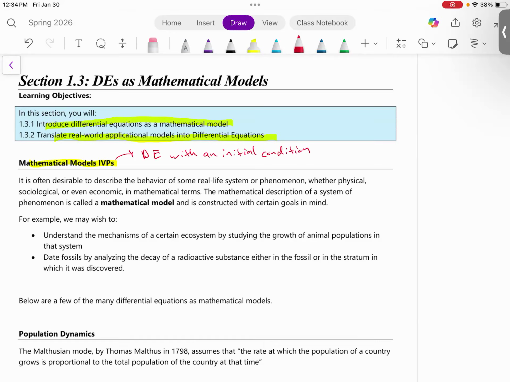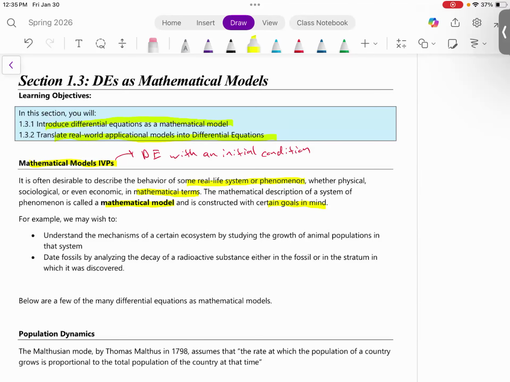It is often desirable to describe the behavior of some real life system or phenomenon, whether it's physical, sociological, or even economic. We want to describe these real life situations in mathematical terms. And the best way to describe a real life situation is developing a mathematical model of this situation. That way, we can achieve certain goals we have of studying this real world situation.